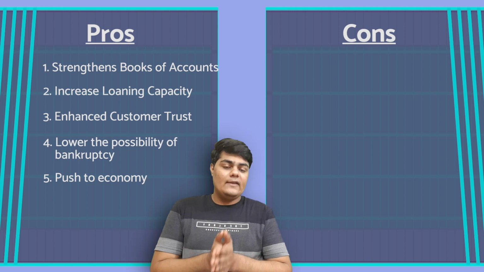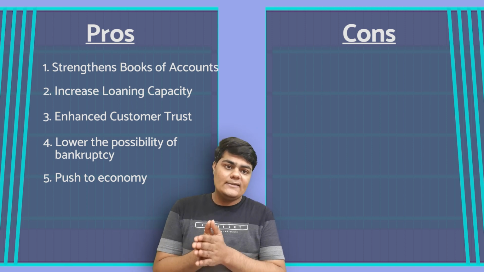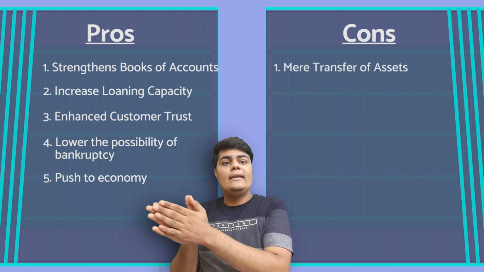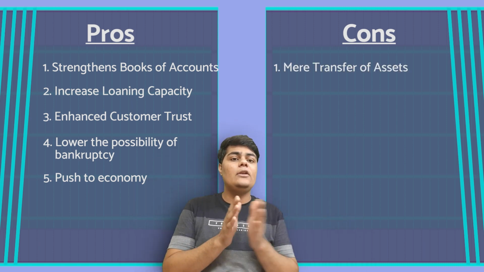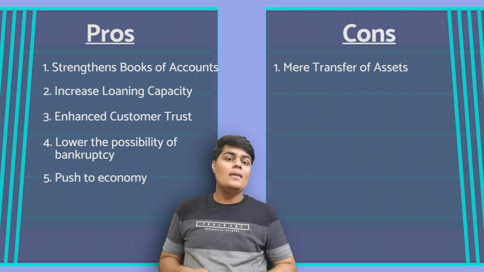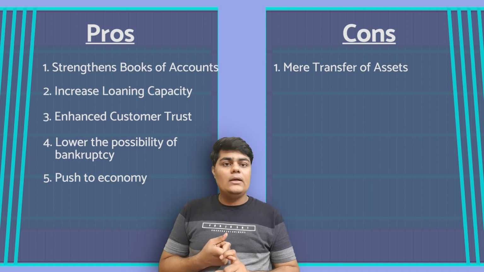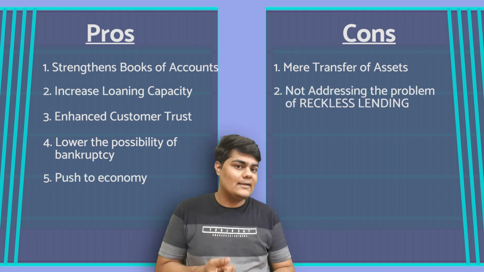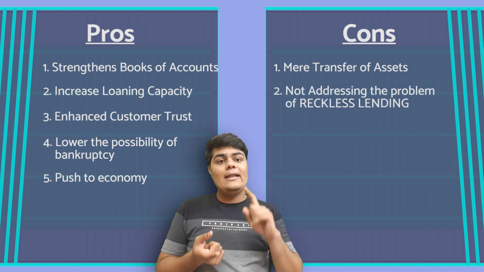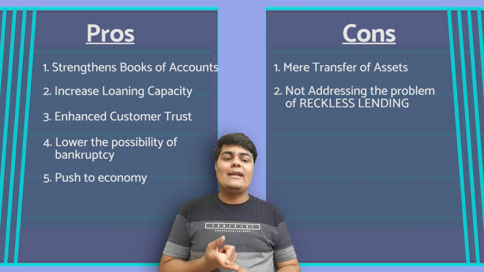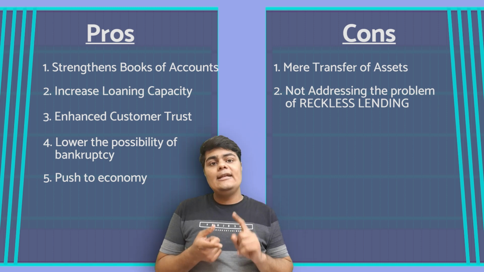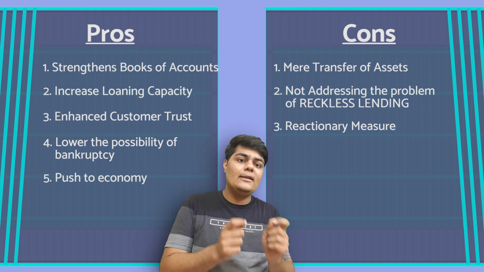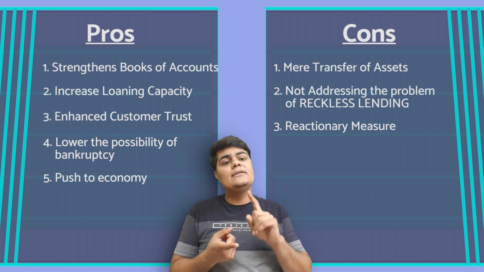Now talking about some of the negatives, experts say that this is a transfer of assets from one government entity to another government entity, and it will not make much of a difference. The major cause of such large NPAs is the reckless lending practices used by the banks, and by making a bad bank, this practice is not addressed. It is seen only as a reaction, a little solution, but the cause of the problem is not addressed by it.